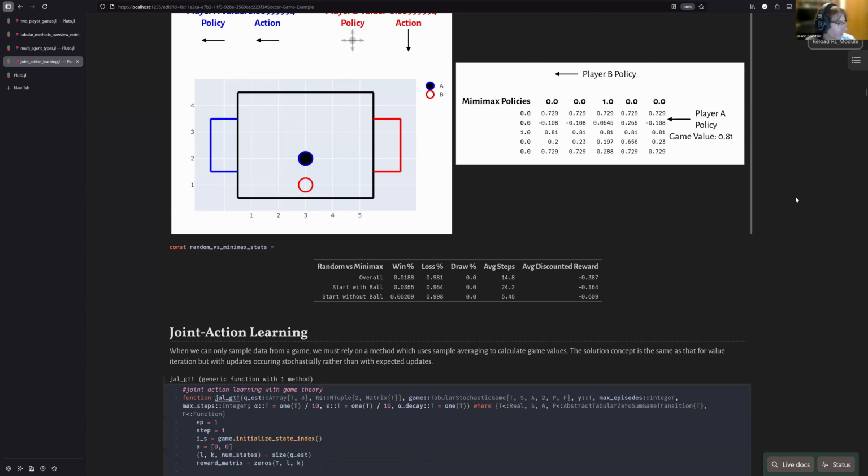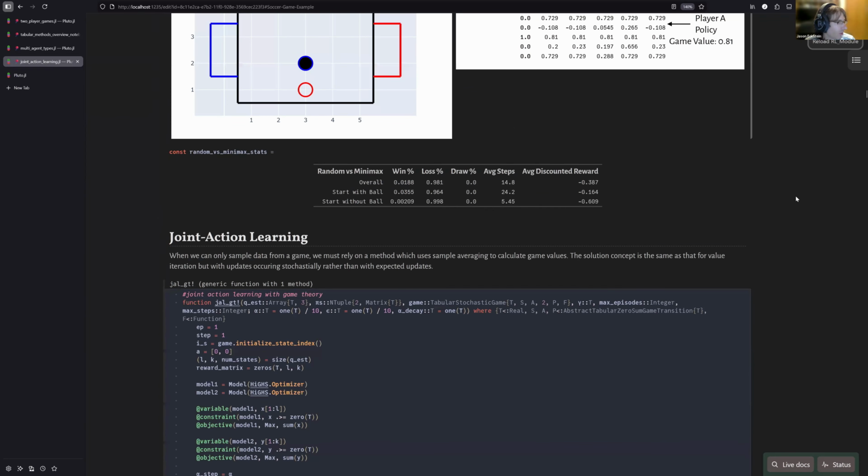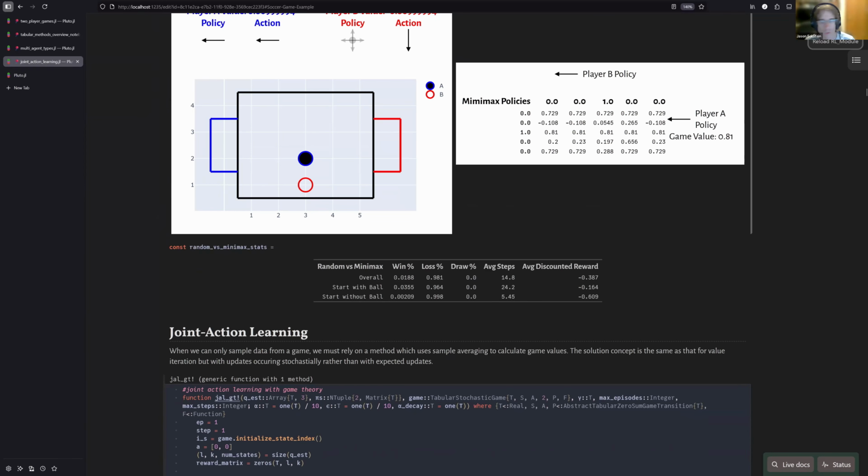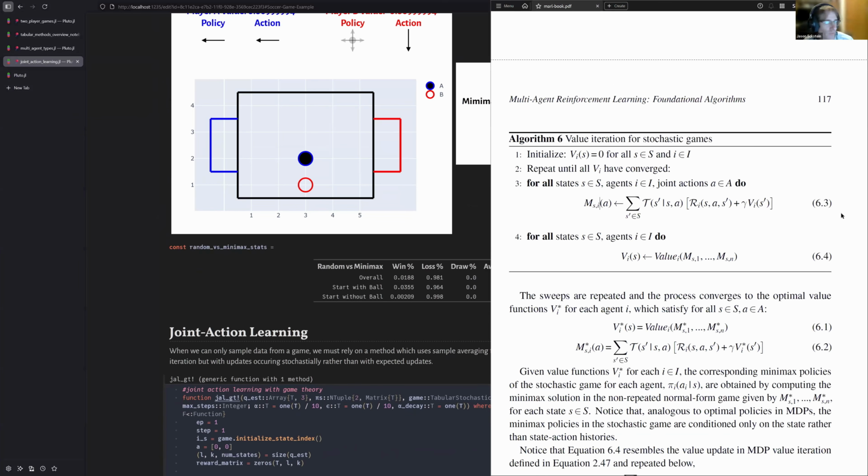So now we're going to look at something where we can learn through sampling instead of an exact solution. So in this algorithm, in this step, notice how this T function is the probability transition function for the game. And this tells us all the probabilities of what the state transitions are after a joint action is selected. Now, if we don't have access to this, then we can't perform this step of the calculation.